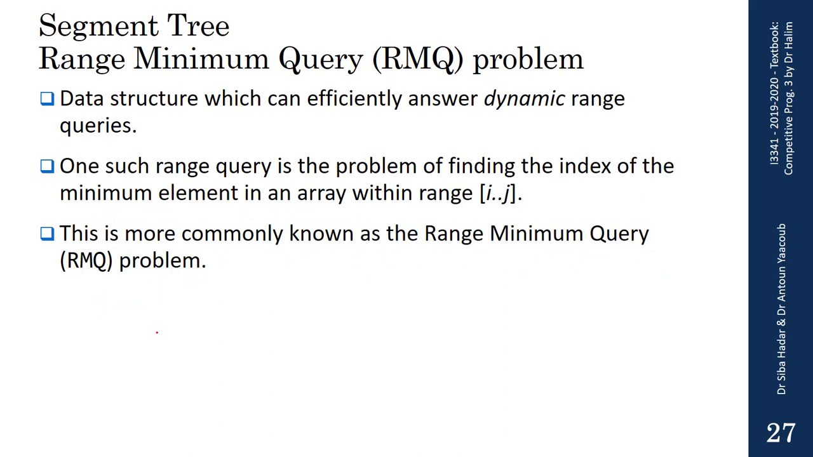The segment tree, used for the range minimum query, is a very efficient data structure for answering dynamic range queries. Dynamic, we will see in a while. A range query means, for example, that you want to find the minimum element in an array or within a range in this array. You can do it linearly, which takes complexity of n. However, we can do it in less than n. This is mostly known as the range minimum query or RMQ problem.